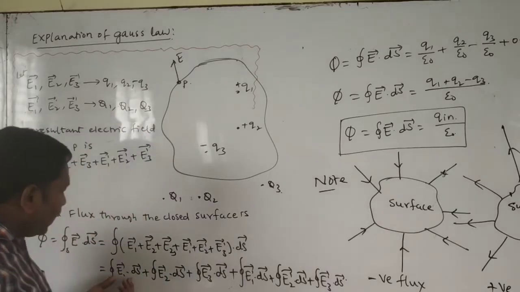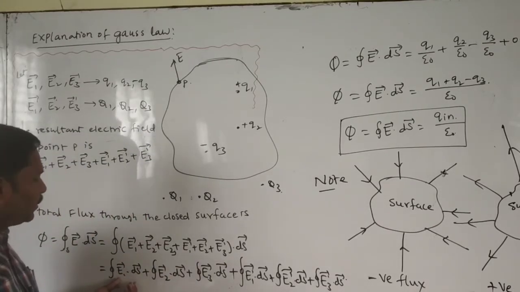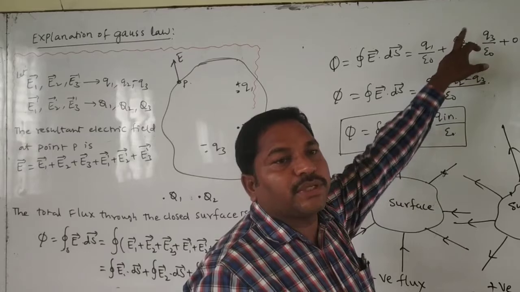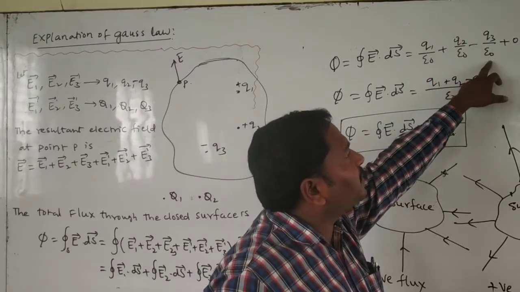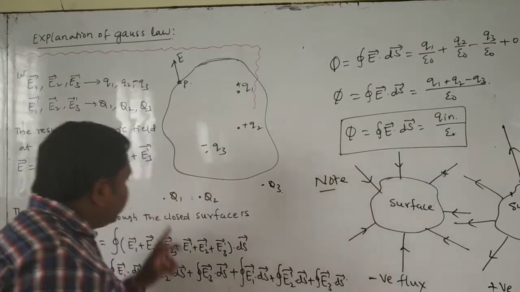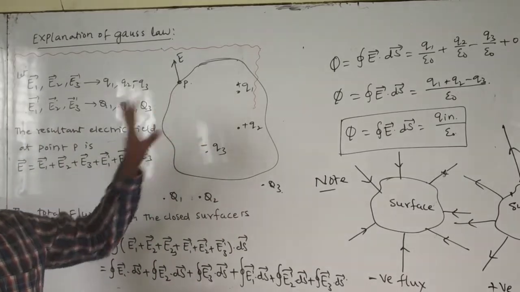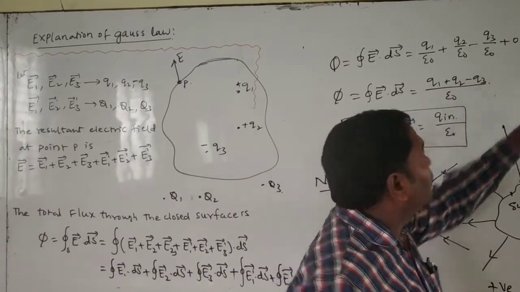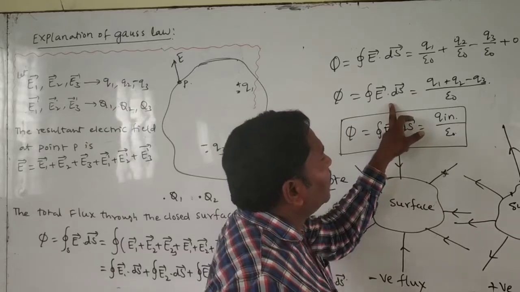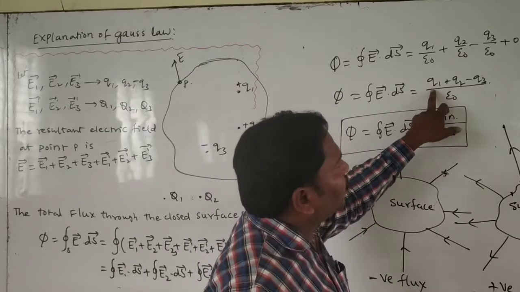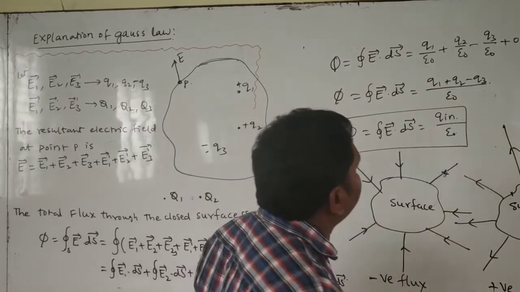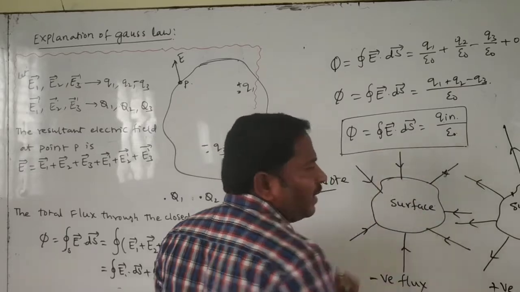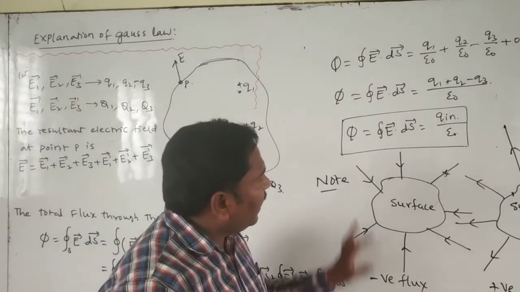The electric flux due to the first term is Q1 by epsilon naught, the second term Q2 by epsilon naught, and minus Q3 by epsilon naught. But the charges outside the Gaussian surface produce zero flux: 0 plus 0 plus 0. So the total electric flux due to all the charges equals Q1 plus Q2 minus Q3 by epsilon naught. This we call the total charge Q inside by epsilon naught.